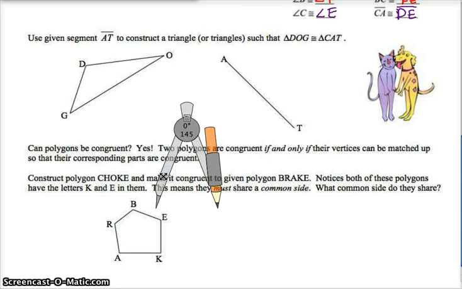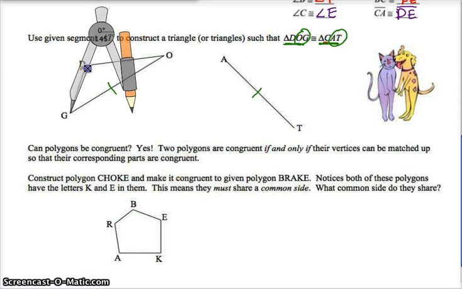Okay, so the first thing we're going to do, this is a scalene triangle right here, DOG. And I have segment AT, and I want to construct a triangle such that DOG is congruent to CAT. So OG must be congruent to AT. So this length here is the same as this length here. Now I have to figure out where letter C is going to go.